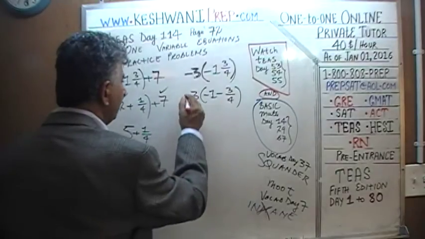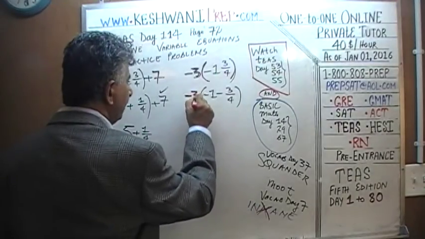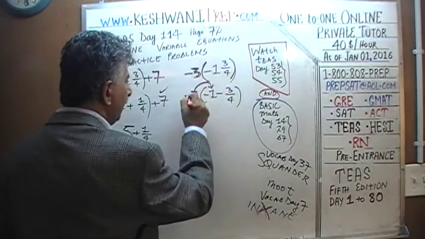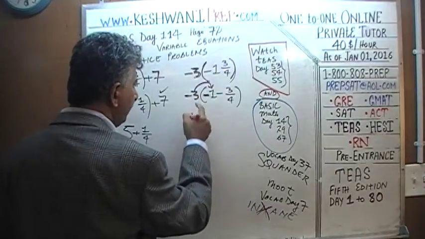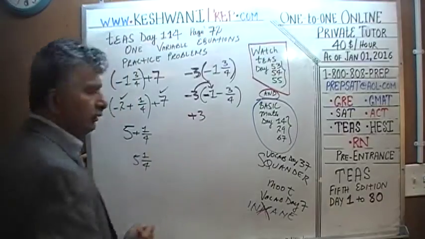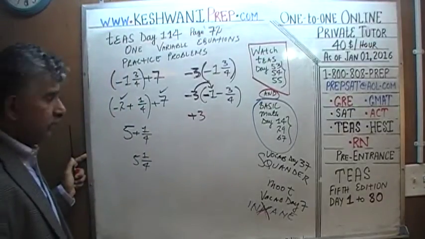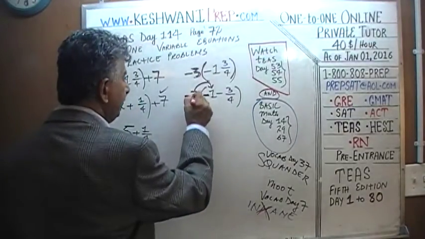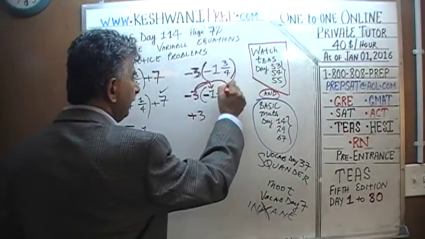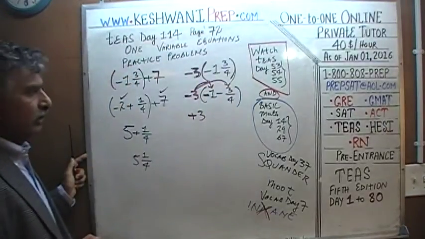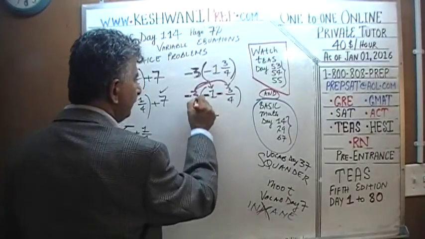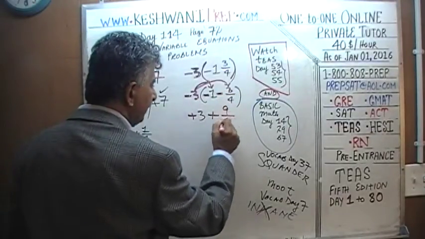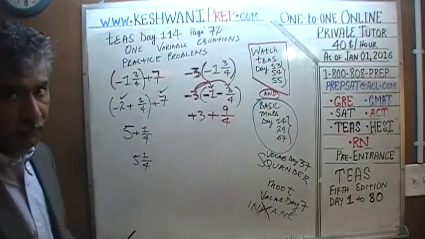We're going to multiply now. It's very simple. We have a negative 3 outside. We have to multiply that by negative 1. A negative 3 and a negative 1, because they are both negative, negative and negative is going to become positive. And 3 times 1 is 3. We're done with that part, okay? You still with me? Now we have to multiply negative 3 by negative 3 quarters. Again, negative times negative is going to become positive. And 3 times 3 is 9. We end up with 9 quarters. Are you still with me?